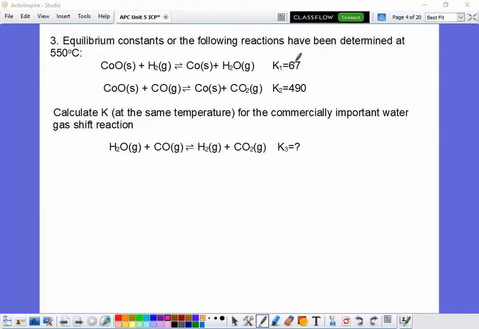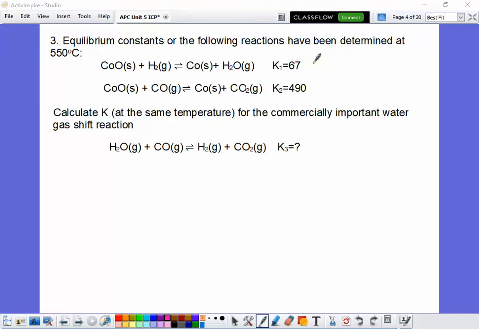What type of value can K never be? Negative. Okay? It's always going to be positive. It can never be negative, because if it's negative, that means you have a negative concentration or pressure, which doesn't happen. Okay? So looking at these two problems.